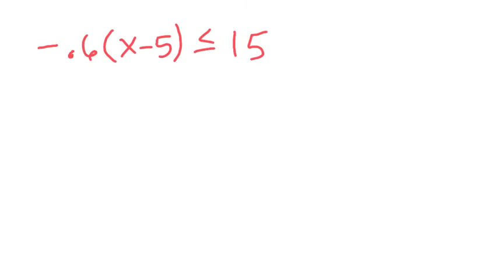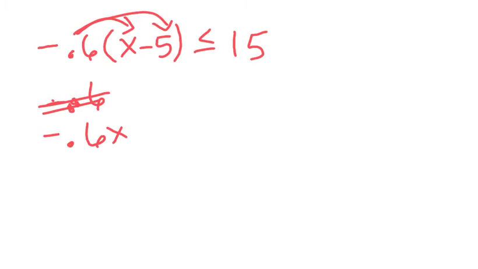Okay, here's another one. First thing to do is distribute. When you distribute, you get negative 0.6x plus 3, because a negative times a negative is a positive, and 0.6 times 5 is 3, is less than or equal to 15.